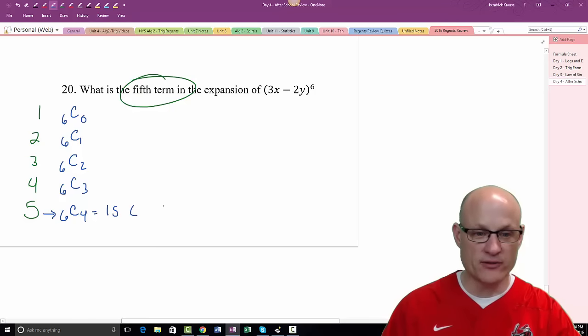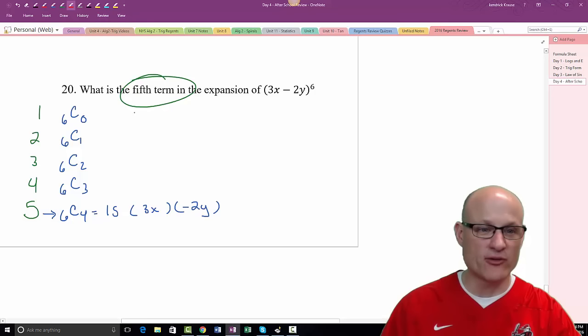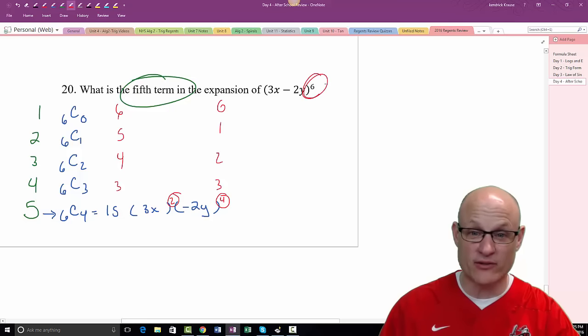Now I need my parentheses. Now notice I don't care about all the other ones. I just care about this one. 3x here, negative 2y here. Now I don't know about my exponents, so I'm going to count. Remember, count down. So this one would be 6, 5, 4, 3. This would be 2. This would be 0, 1, 2, 3, 4. Make sure that these add up to 6. They have to add up to whatever this exponent is.